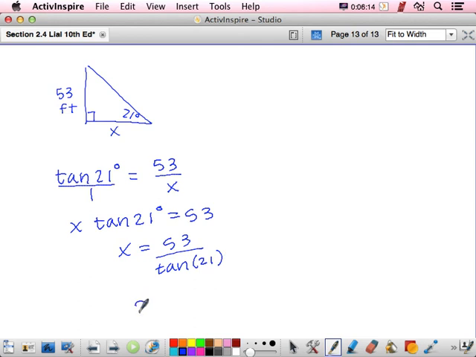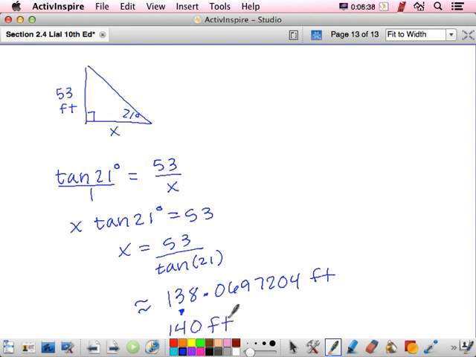And that gives you approximately 138.0697204 feet. But because it's only two significant digits, I need to round, so that actually bumps it up to 140.